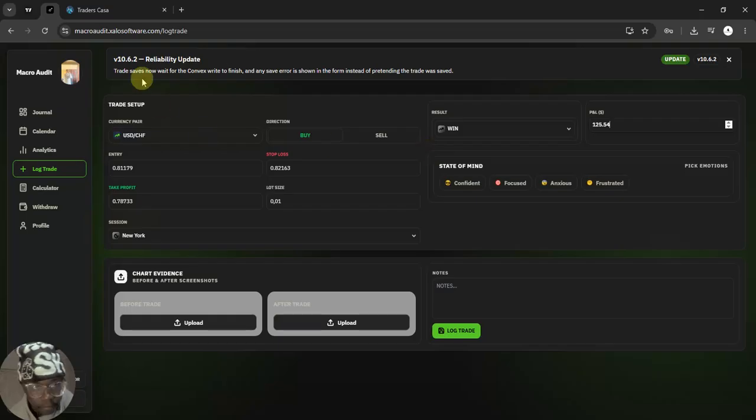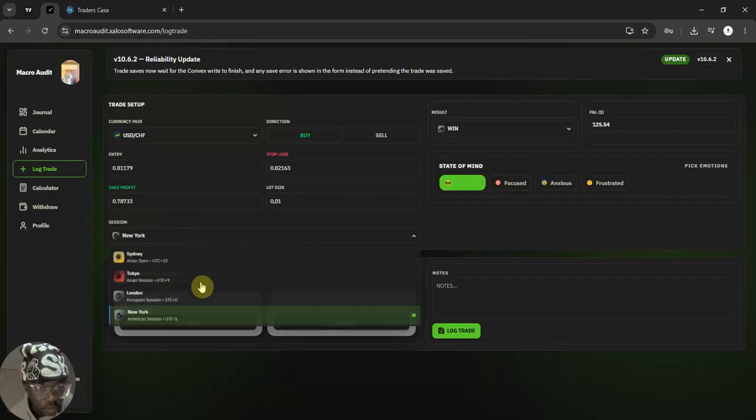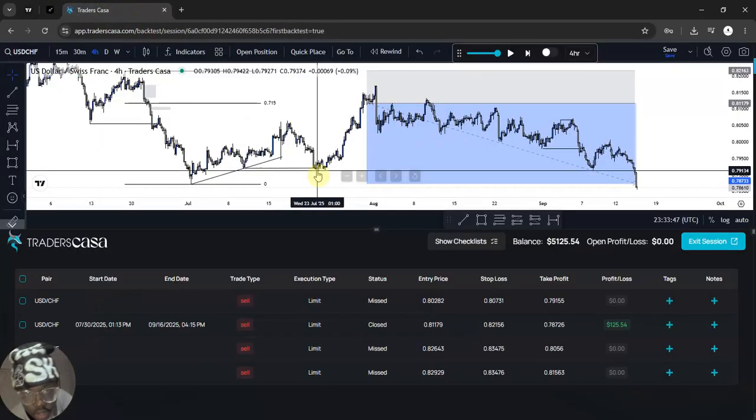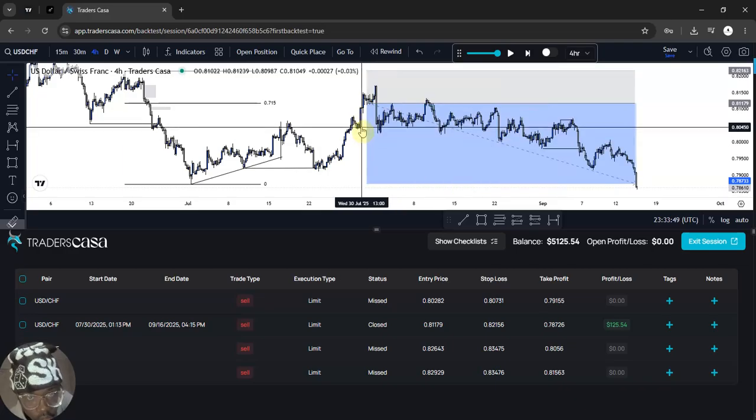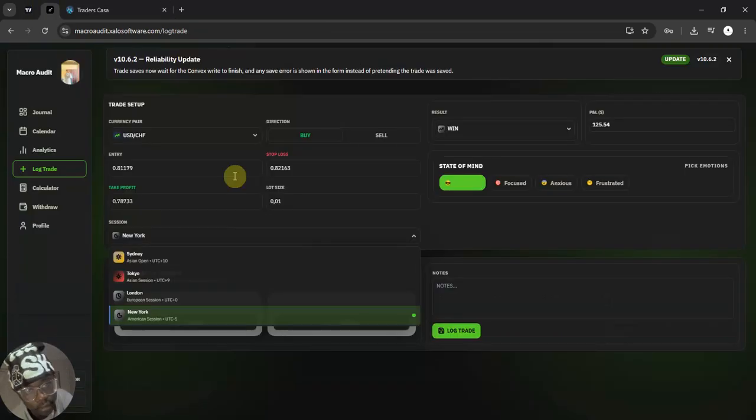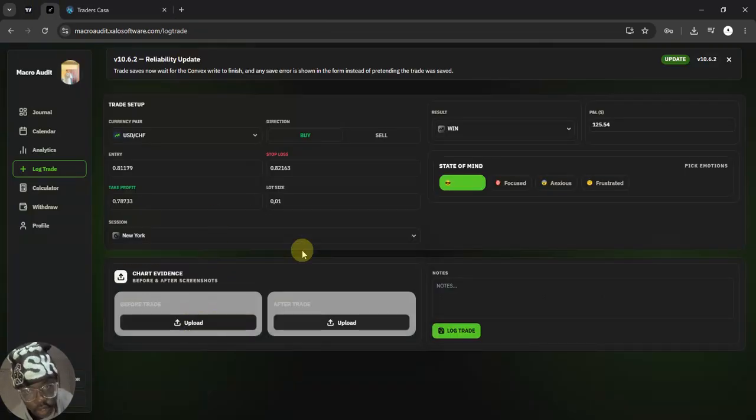125.54. This was a patient trade, even though. So I'm just gonna say, which session did it take in? Checked in around New York session. Wait, this is fine.